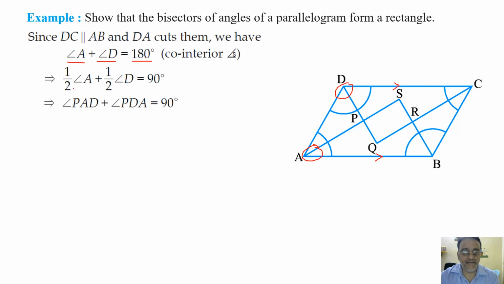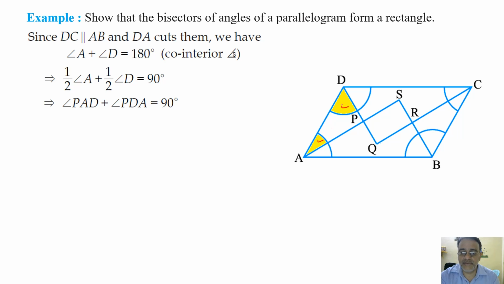Yes, sir. Now half of angle A को हम लोग लिख सकते हैं ये वाला एंगल. देखो ध्यान से, PAD ये वाला half of angle A और ये वाला half of angle D, PDA. See these yellow color angles. Is that clear? Yes, sir.